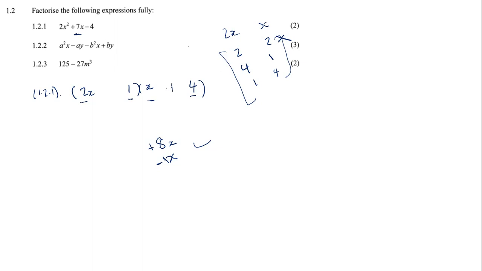So we must have positive on this bracket, so that when we say 2x multiplied by 4, we get positive 8x. That means, how do we get negative x? We're going to say negative 1. That means here we're supposed to have negative 1 multiplied by x. We get negative x. And therefore, this is how we're going to factorize this bracket. And therefore, this will be our final answer for question number 1.2.1.